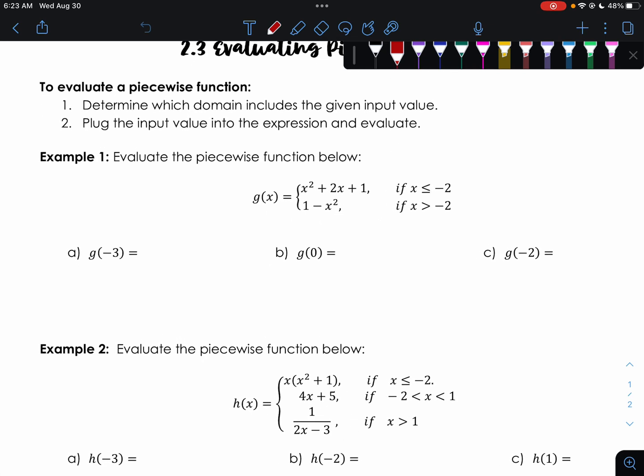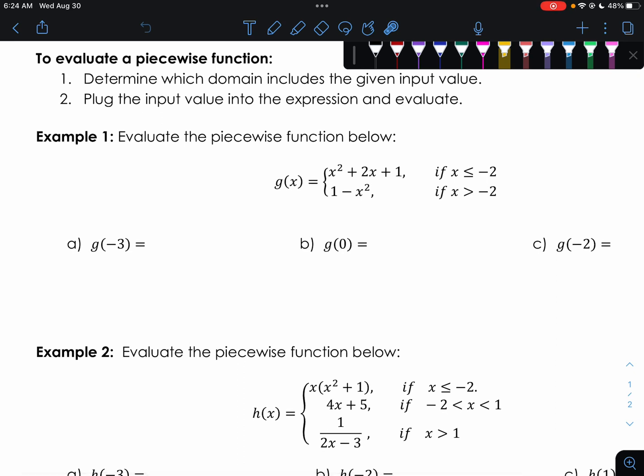So in example 1, we have the piecewise function g of x. So I have x squared plus 2x plus 1 if x is less than or equal to negative 2. And then I have 1 minus x squared if x is greater than negative 2. So we have our first one right here where we have an input value of negative 3.